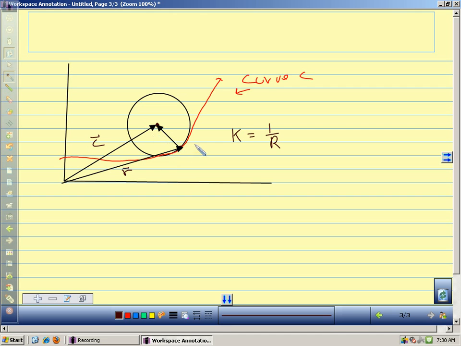This vector, because the circle and the curve share the tangent vector, is in the direction of the unit normal vector. So this vector is going to be r, the radius, times, r is not a vector, r times N, where N is our unit normal vector. Let me redraw that.